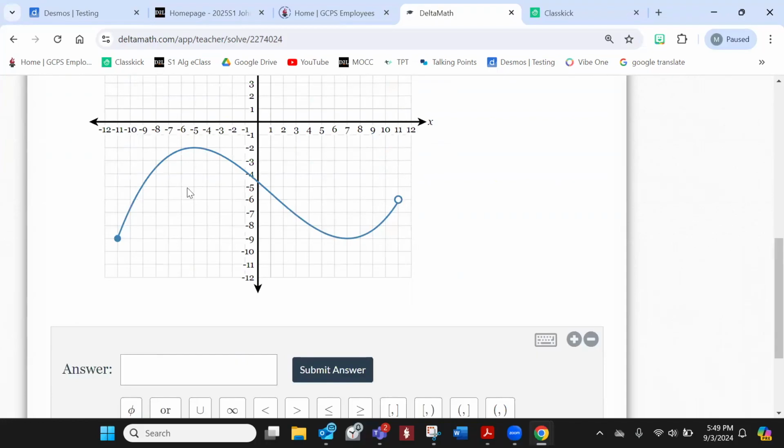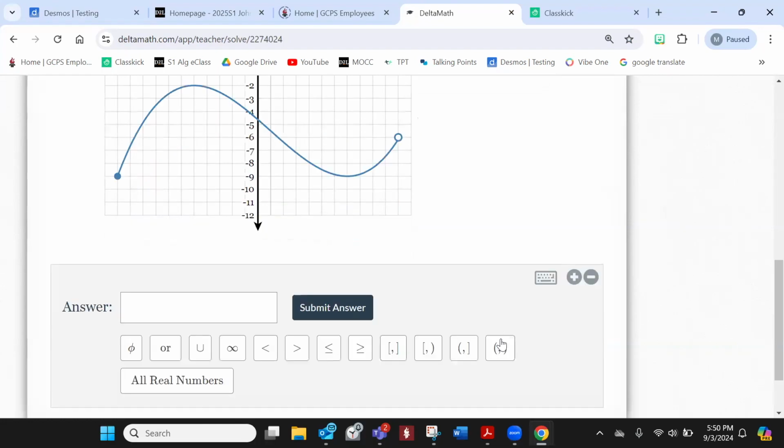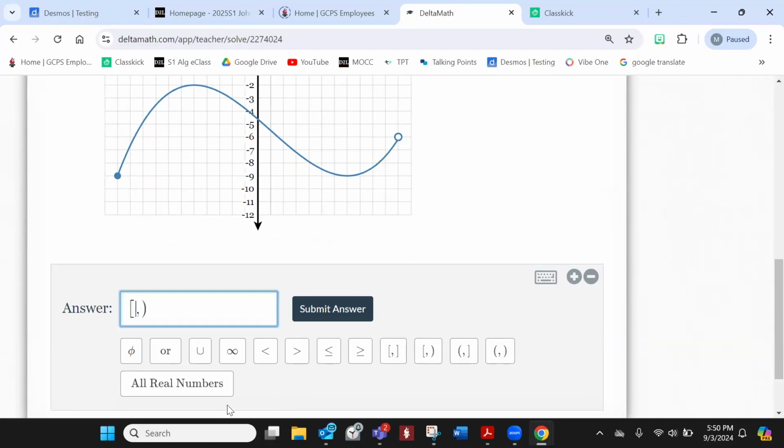Now you've got to pay close attention, because when it starts, it's a closed circle, which means negative 11 is included on the graph. But when it ends, it's an open circle on 11, so that means 11 is not included on your graph. If it's included, like the start, we need a bracket. If it's not included, like the end, we need a parenthesis. So we need to select the one that has a bracket for included and a parenthesis for not included, which is this.